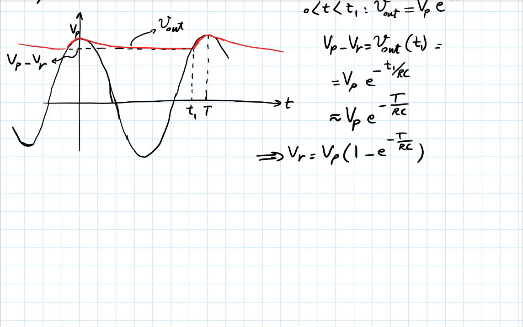You have Vp, that's the amplitude of the input signal. You have T, that's the period of the signal. You have R and C, that's Vr. But that's approximate, because I assumed that the duration of the discharge is actually a full cycle. We know it's not, because t1 is a little bit less than T. But it's an approximation.